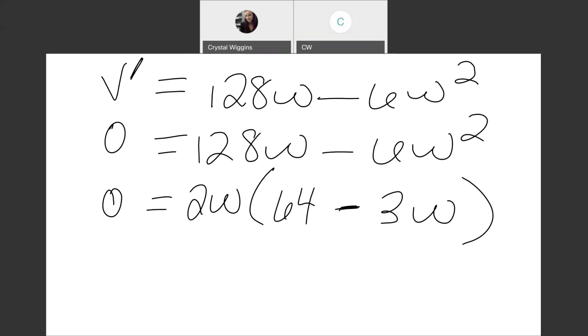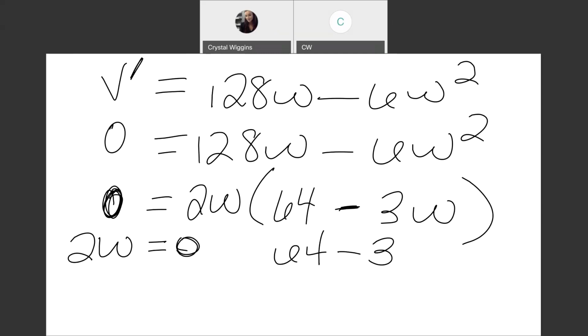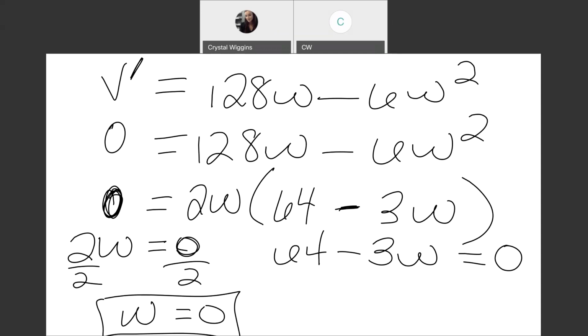Now, as we practiced in 4.2 with maxes and mins, at this point we have a zero product property, where we have 2 things being multiplied and set equal to 0. That states that one of these 2 things must be 0 in order for a product to result in 0. So we set each one of these equal to 0. Divide by 2, divide by 2. I get one critical value is W equals 0.